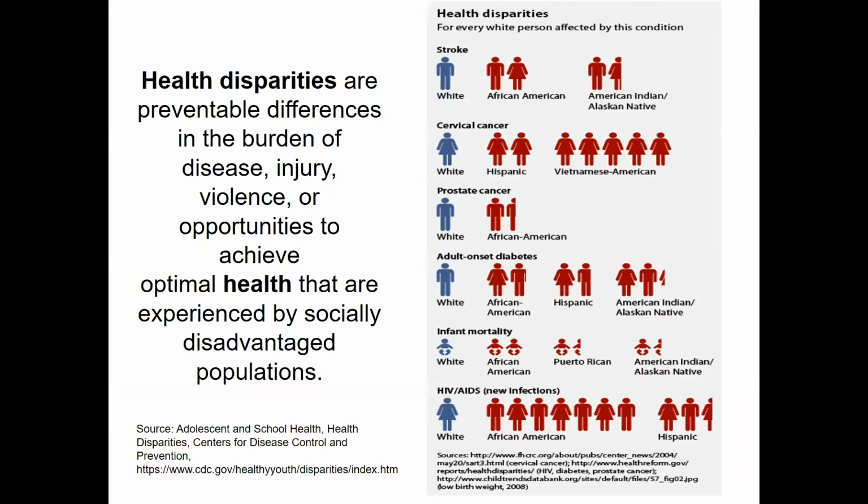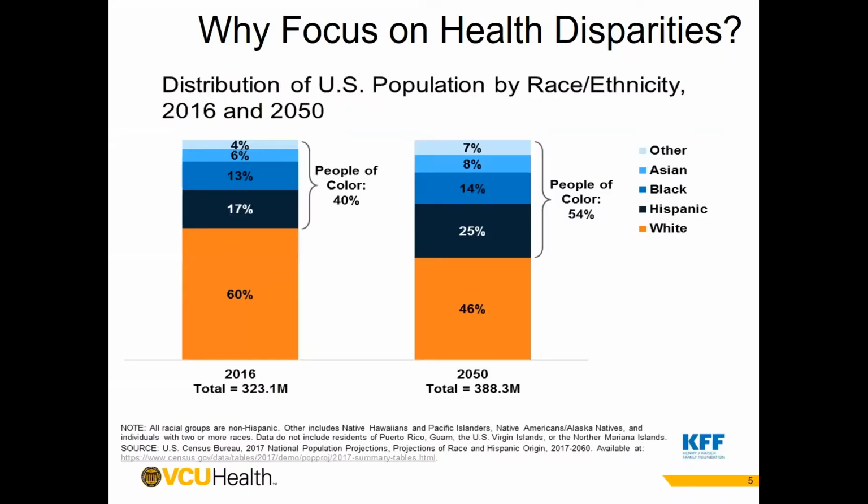In the graph on this page, although some of the data originally put on the graph is a little dated, the unfortunate part of this discussion is that many of these disparities remain. When you think about stroke and cervical cancer, and infant mortality, there are still significant differences between populations based on race. So why is it that we would even think about focusing on health disparities?